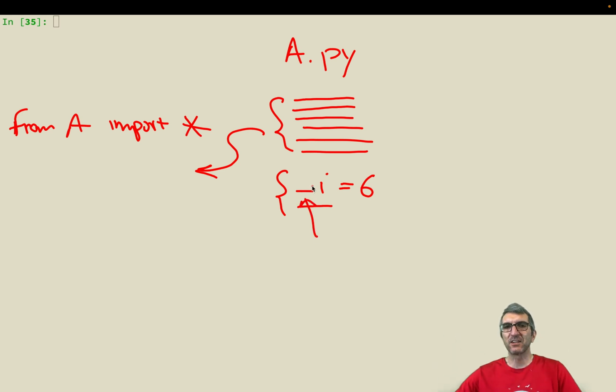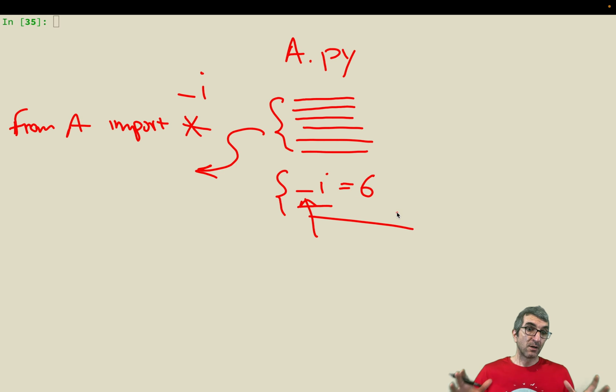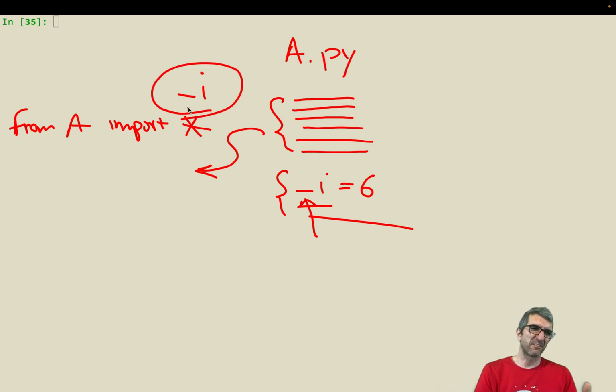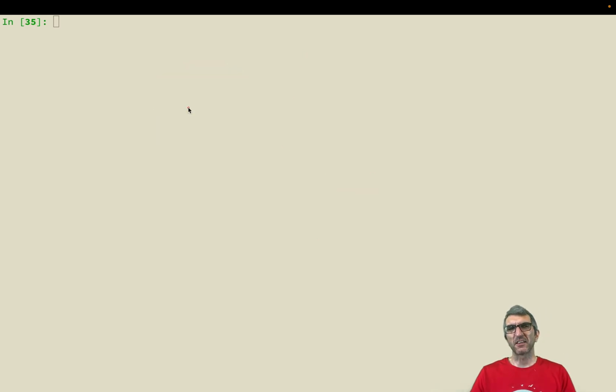Although this is very weak, you can say from A import _i, and it will import this. So this is not bulletproof. This is just kind of a convention between programmers to say that this variable is used only locally, is not very important, or whatever. Anyway, this was another usage.